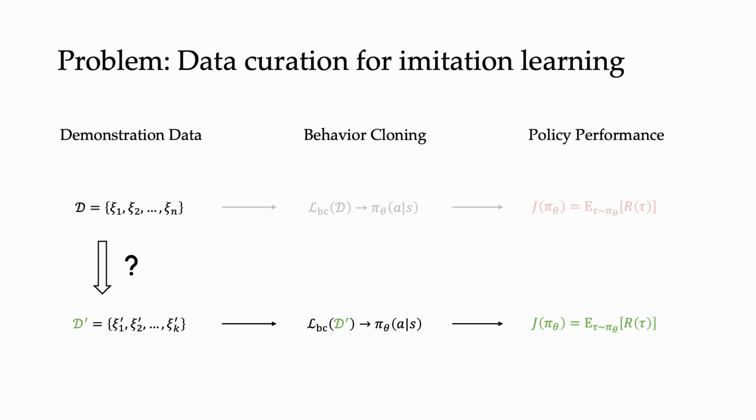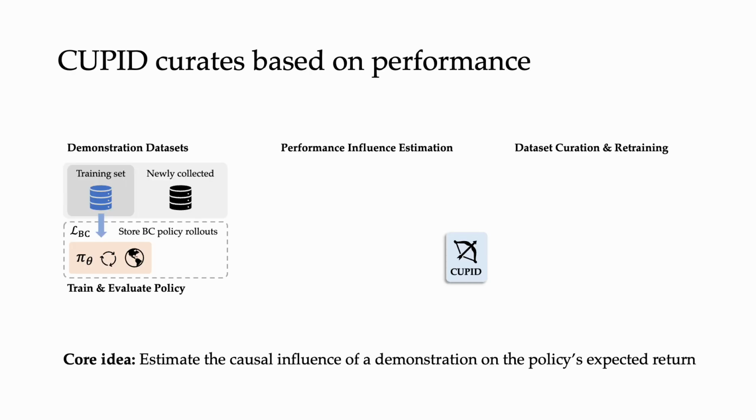However, doing so is extremely challenging because neither the properties of a demonstration nor its effect on training or validation metrics will tell you whether it contributes positively to your policy's closed-loop performance. We introduce CUPID, a method that curates demonstrations based on their downstream impact on policy performance.